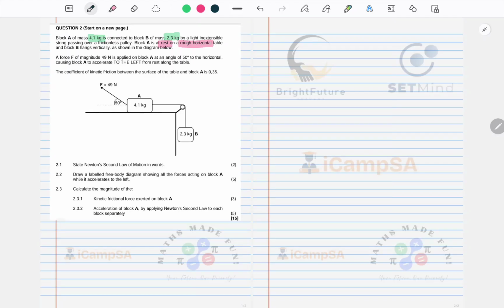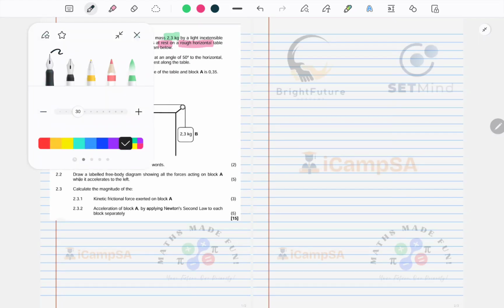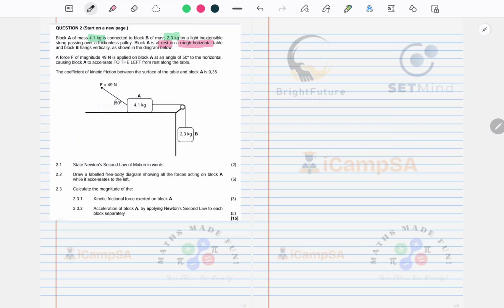So at the start we are asked to state Newton's second law of motion in words, right? So we should be able to state that. Remember we are talking about this law: Fnet equals ma, right? Now we need to put this in words. We can say when a resultant force, or the net force, acts on an object, the object will accelerate in the direction of that force.